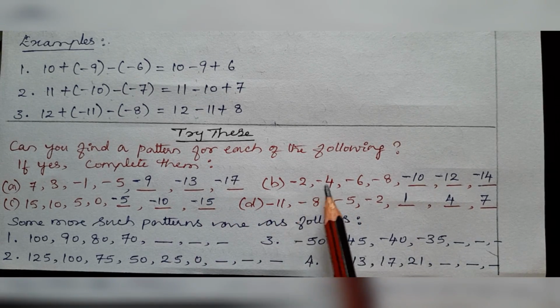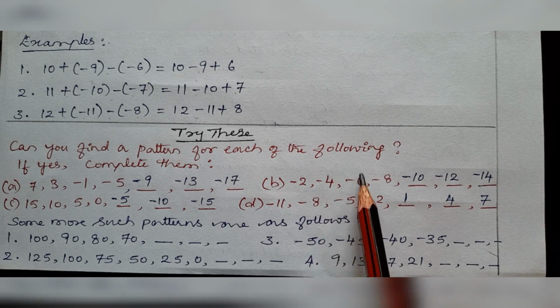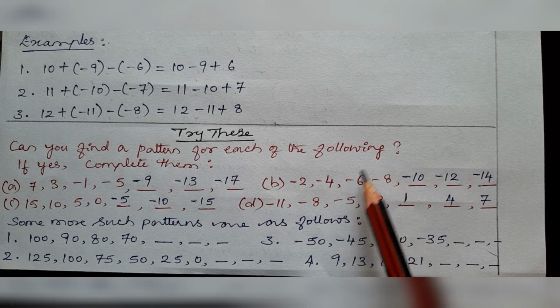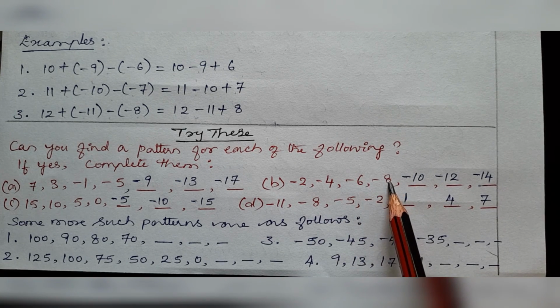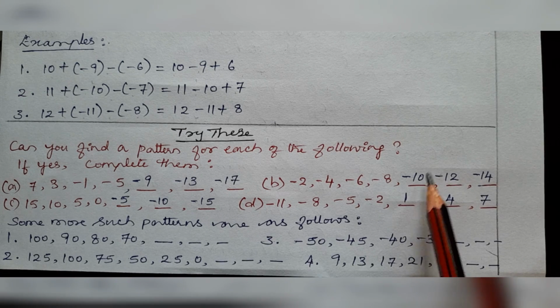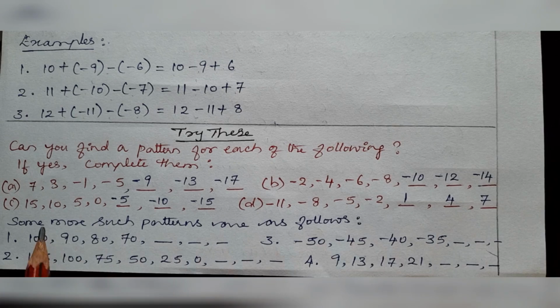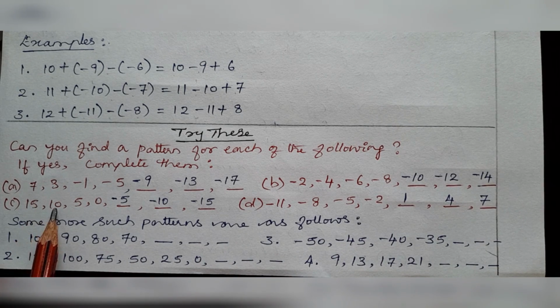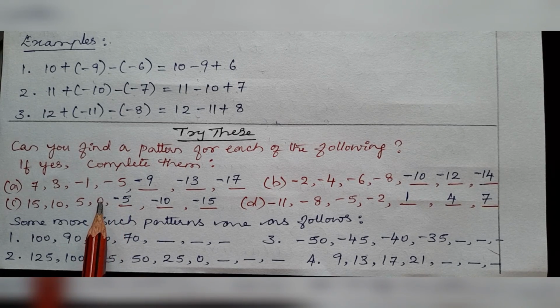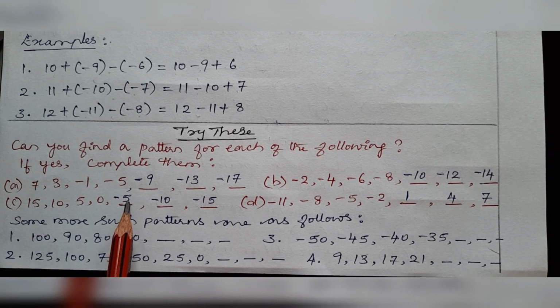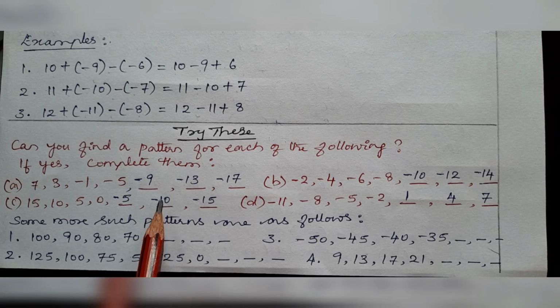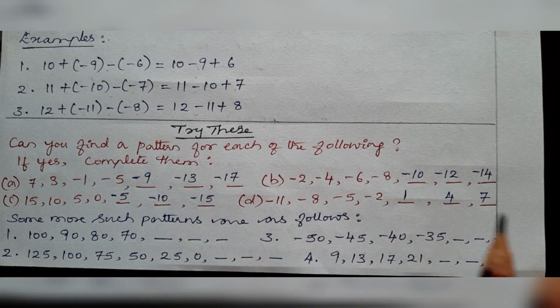Next to B. Minus 2, minus 4, difference is 2. Minus 4, minus 6, difference is 2. Minus 6, minus 8, difference is 2. So then minus 8 minus 2 is minus 10. Minus 10 minus 2 is minus 12. Minus 12 minus 2 is minus 14. So next, 15, 10, difference is 5. Difference 5, difference 5. Okay. Next to 0, minus 5. Minus 5 minus 5 is minus 10. Minus 10 minus 5 is minus 15.